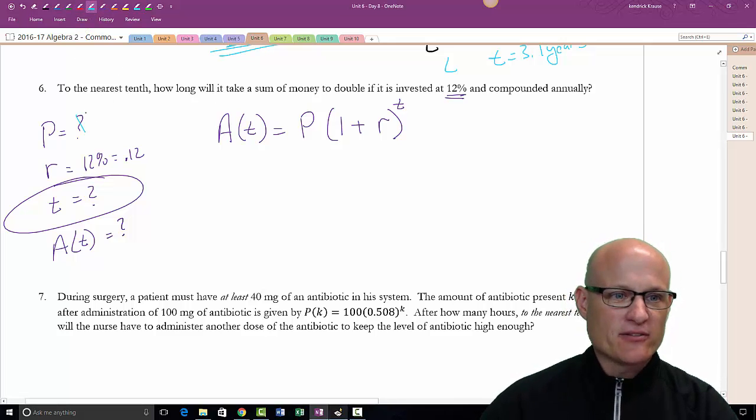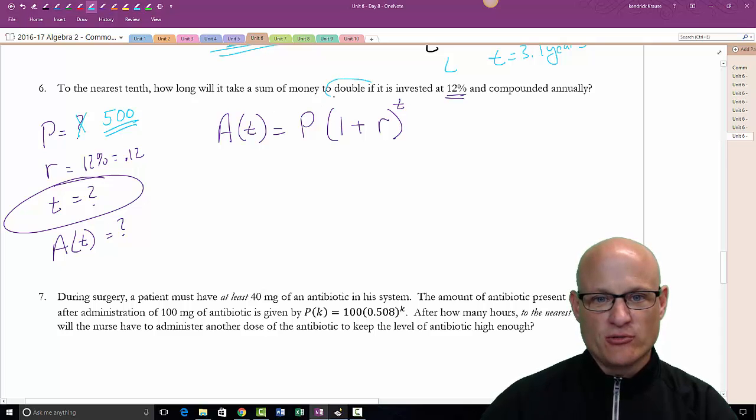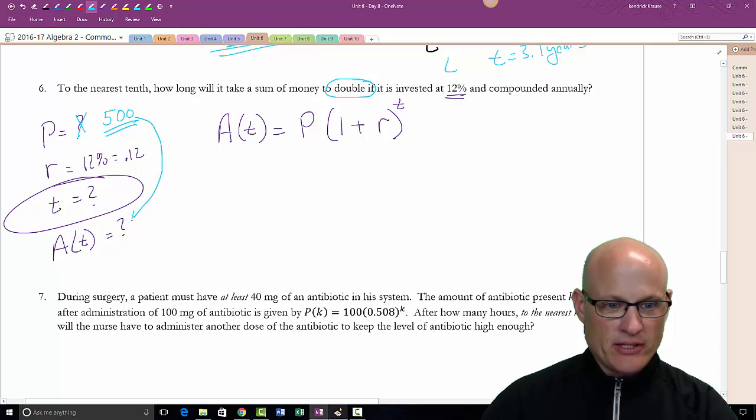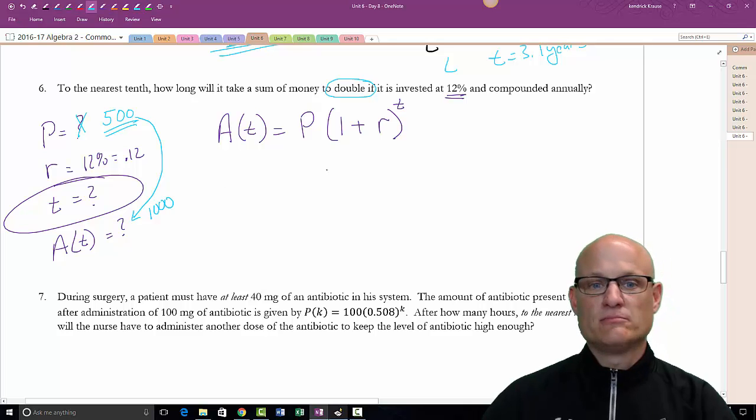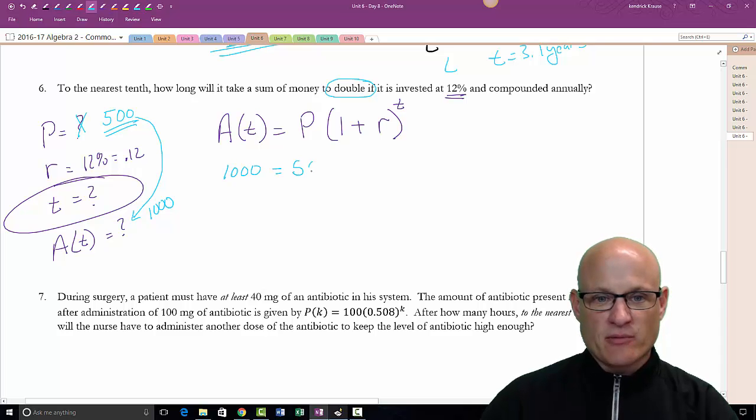Let's say I invest $500. Well, it says how long will it take for the money to double? Well, if it was going to double, what would this number be down here? It would be 1,000. Oh, let's try those numbers. So my final amount is going to be 1,000. My initial amount is going to be 500. This is going to be 1 plus 0.12 to the t.